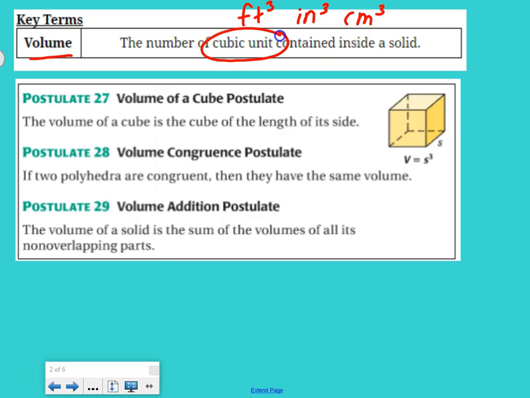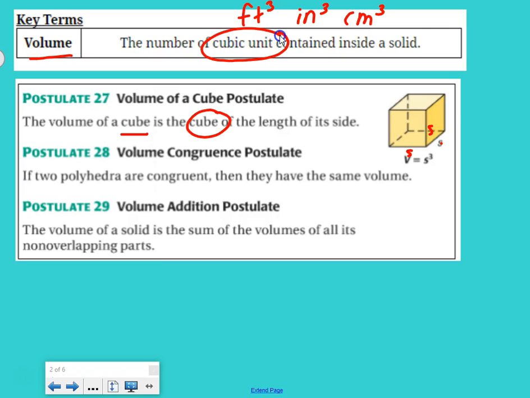A couple postulates. Volume of a cube postulate: the volume of a cube, because cubes have all congruent sides, is the cube of the length of its side. So side times side times side, so it'd be side cubed. Postulate 28, volume congruence postulate: if two polyhedra are congruent, then they have the same volume. So if they're the same polyhedra, then they have the same volume.